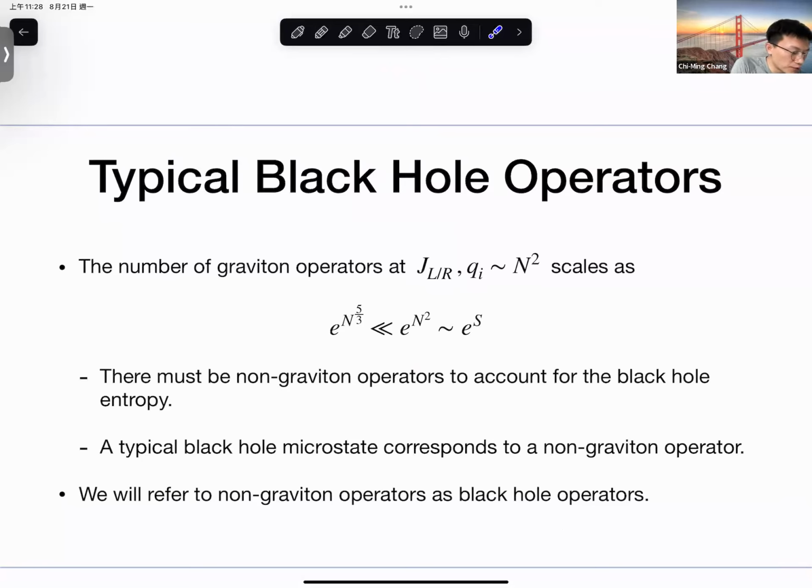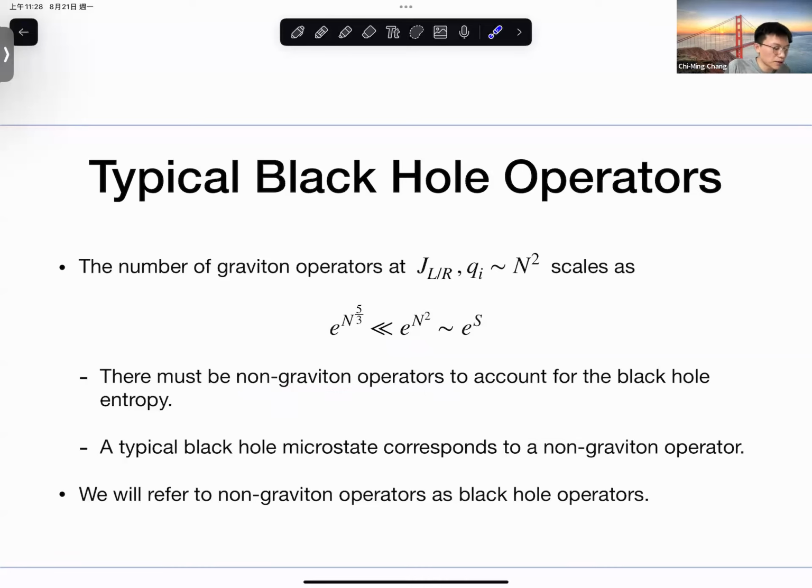So if we want to focus on the black hole region, we need to have angular momentum and charges all of order N squared. In this case, if you count how many graviton operators you have, that's roughly e to the N to the 5/3, and that's much smaller than e to the N squared. So gravitons cannot account for the black hole entropy. So we must have non-graviton operators.